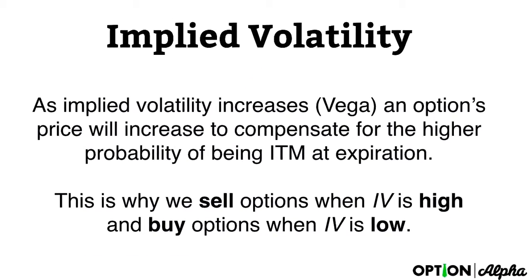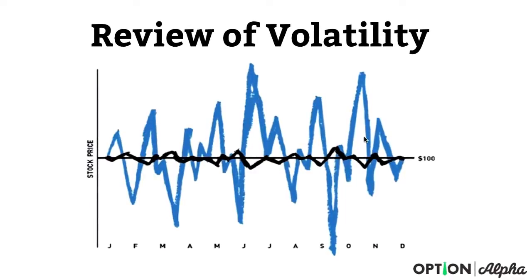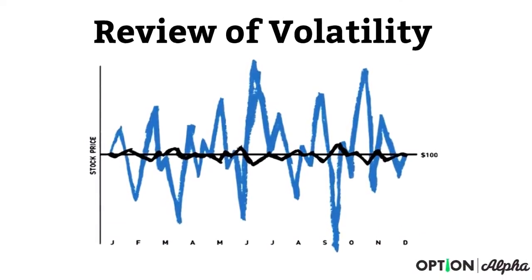So as implied volatility increases, or what's commonly called vega in option pricing, an option's price will increase as well to compensate for the higher probability of being in the money at expiration. Remember, as a stock starts to make more frequent moves, that option's price is going to increase, because now these options at the further extreme have an opportunity to be in the money at expiration. And the options down below also have a further chance of being in the money at expiration, because the stock is making huge moves in either direction.